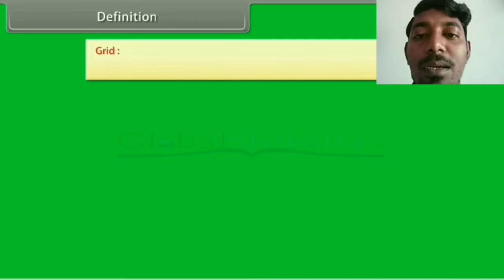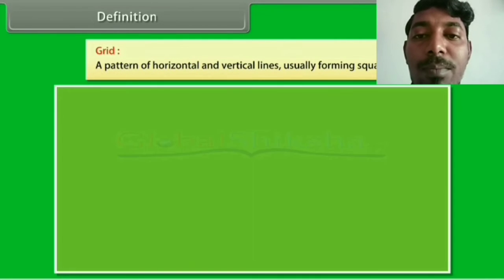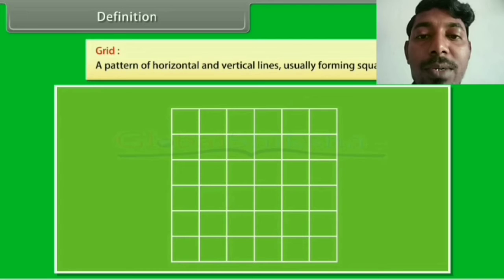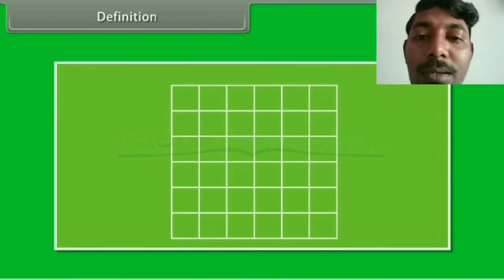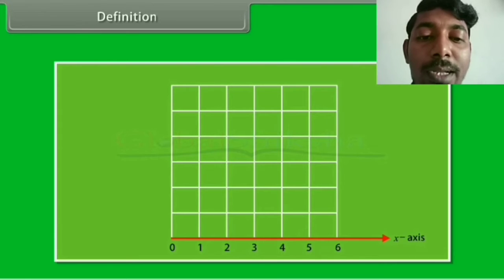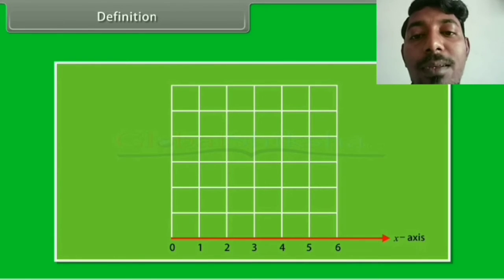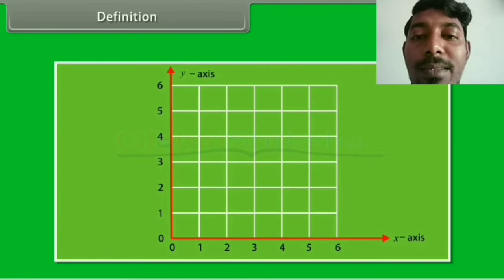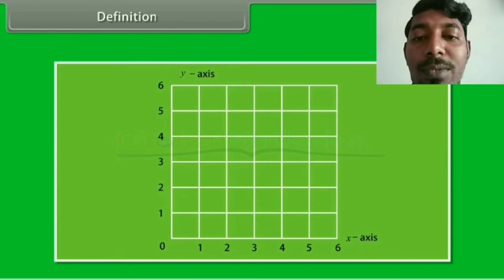Let's see the definition of a grid. A grid is a pattern of horizontal and vertical lines usually forming squares. In this figure, we can say the numbers located on the x-axis lie on horizontal lines, going from left to right, and the numbers located on the y-axis lie on vertical lines, going from top to bottom. The point where the x-axis and y-axis meet is called the origin.